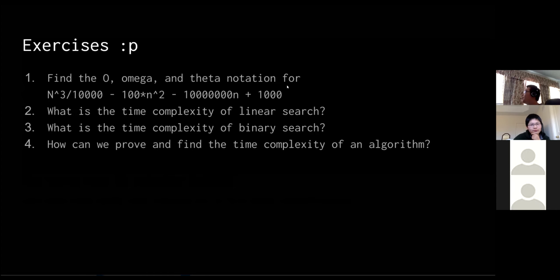Wait, let me pause my share for a second. I will actually take these and paste them at the end again. So if you want to, you can redo these problems because some of them, I guess, can be a little complicated. Yeah, some of them can be a bit more complicated.